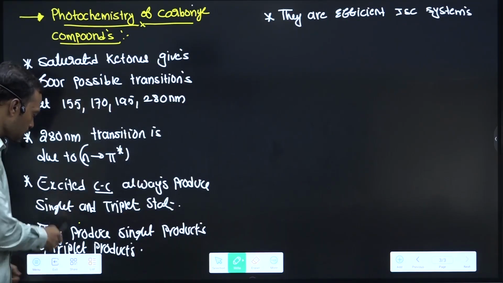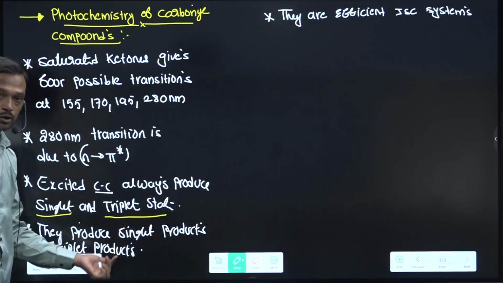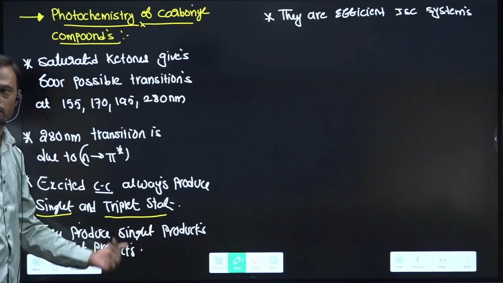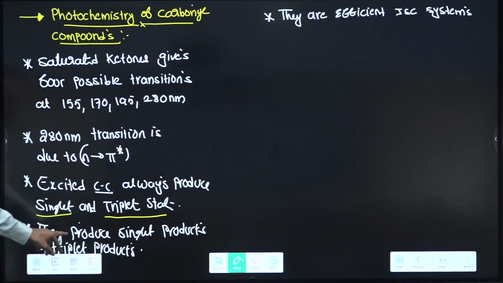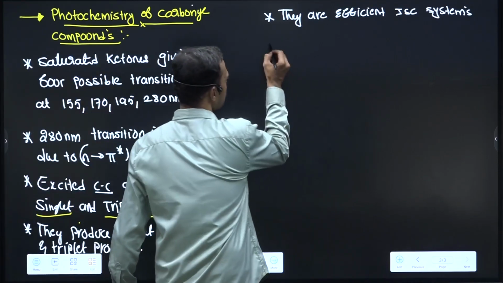This molecule can give a singlet excited state and a triplet excited state. So don't think that only triplet will give the answer. Singlet will give the answer, in the same way triplet also gives the answer in carbonyl compound photochemistry. They produce singlet products and triplet products. Both products are possible. So they are efficient ISC systems.